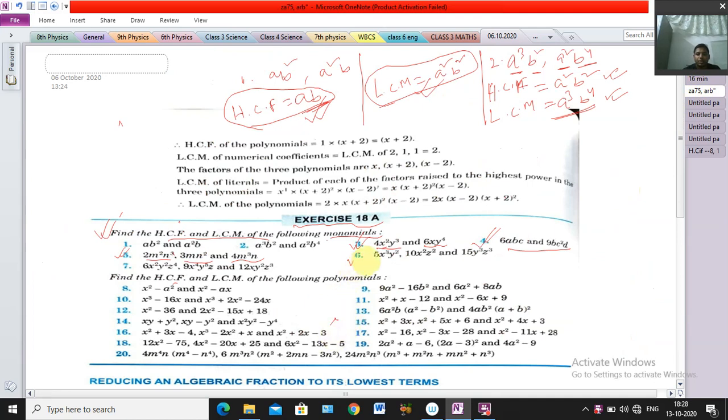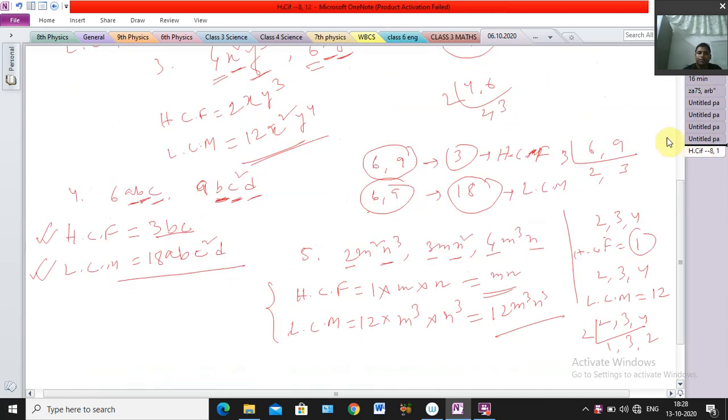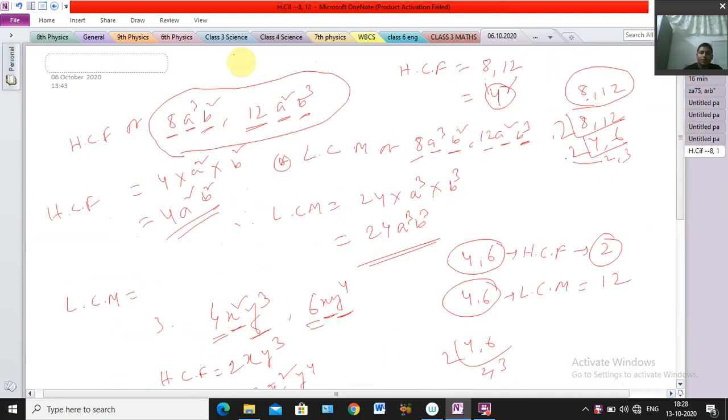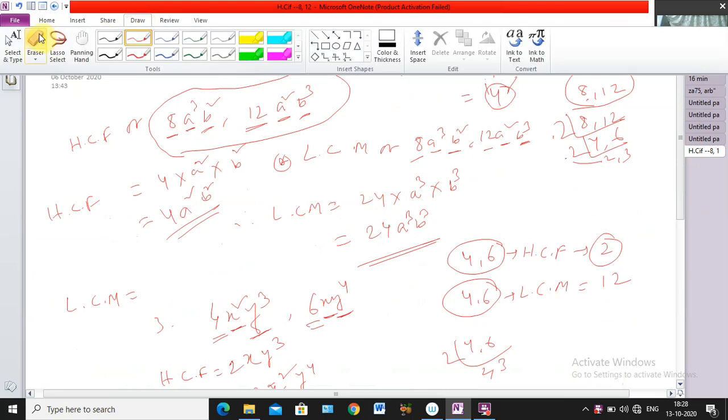I finished. Next, question number 6. Question number 6 is 5x cube y square, 10x square z square, and 15y cube z cube. That is the question. At first we have to write the question. Okay, just see.